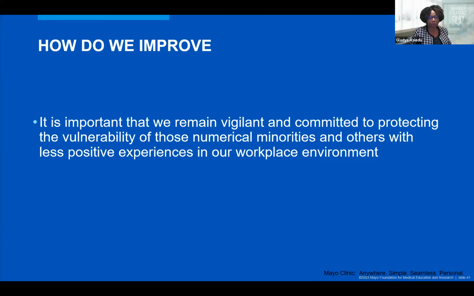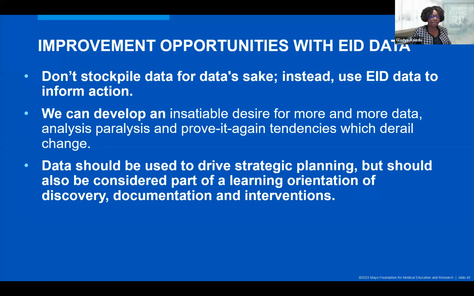We also don't want to stockpile data for data's sake. Instead, use EID data to inform action and to bring some change to our organization. We know that we can develop an insatiable desire for more and more data analysis, because that's what we do as researchers. We build analysis paralysis and prove-it-again tendencies which derail change and bring us back to looking at all these concepts again and again, and then we end up being in the same place. So data should be used to drive strategic planning, but should also be considered part of a learning orientation for discovery, documentation, and mostly interventions.